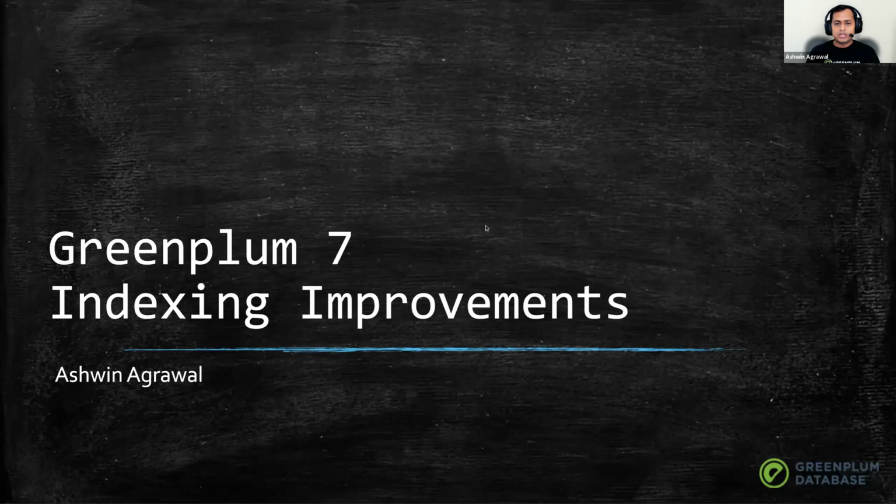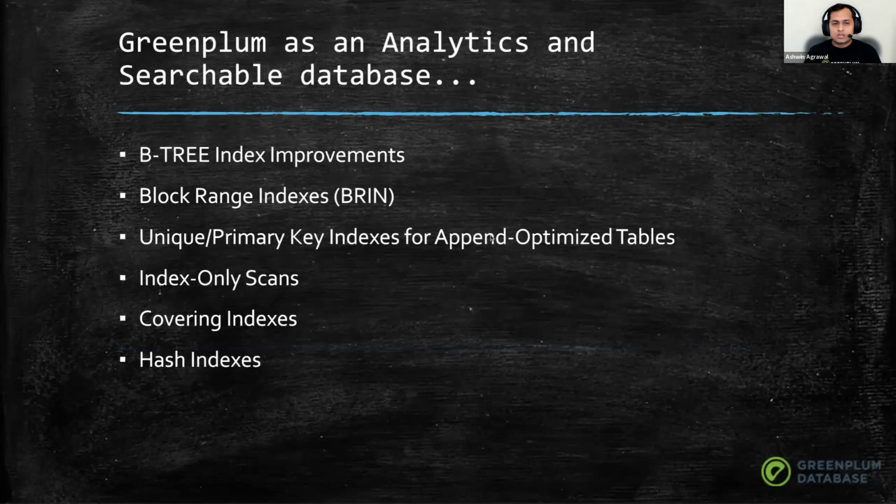Hello. In this session, I'm excited to present the indexing improvements which we are getting in Greenplum 7. So Greenplum as an analytics plus more of a searchable database. Greenplum 7 is going to have all these indexing improvements, which make it a much more searchable database along with all its analytics capabilities. Greenplum 7, as known, will be based on Postgres 12. So many of these capabilities are what we are inheriting because of a refresh of the Postgres version to 12 underneath what we use.